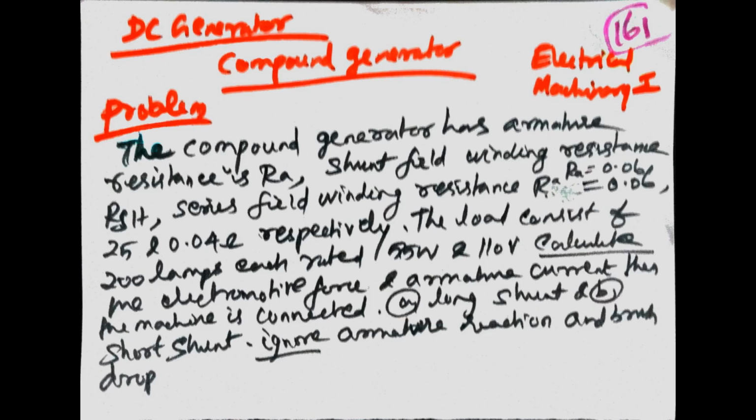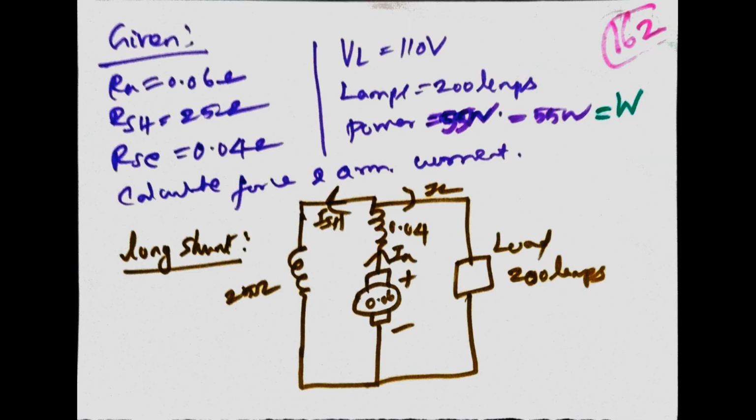The machine is connected (A) long shunt and (B) short shunt. Ignore armature reaction and brush drop. The given values in the question are RA is equal to 0.06 ohm, RSH is equal to 25 ohm, RSC is equal to 0.04 ohm, VL is 110 volts, 200 lamps, power is 55 watts each. Calculate the EMF and armature current.